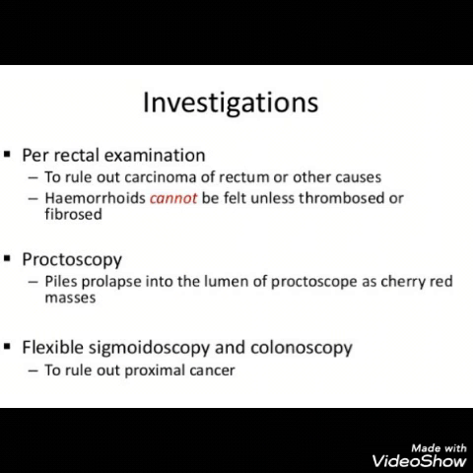Investigations: per rectal examination is done mainly to rule out carcinoma rectum or other causes of bleeding per rectum. Hemorrhoids cannot be felt by rectal examination unless they are thrombosed or fibrosed. Second way is proctoscopy. As the obturator is removed, piles prolapse into the lumen of the proctoscope as cherry red masses. Sigmoidoscopy and proctoscopy are done to rule out proximal cancer.